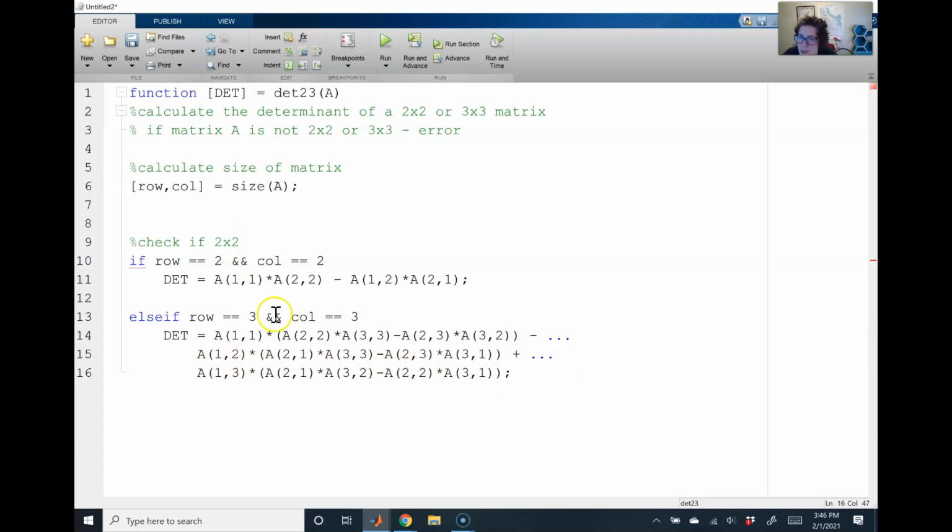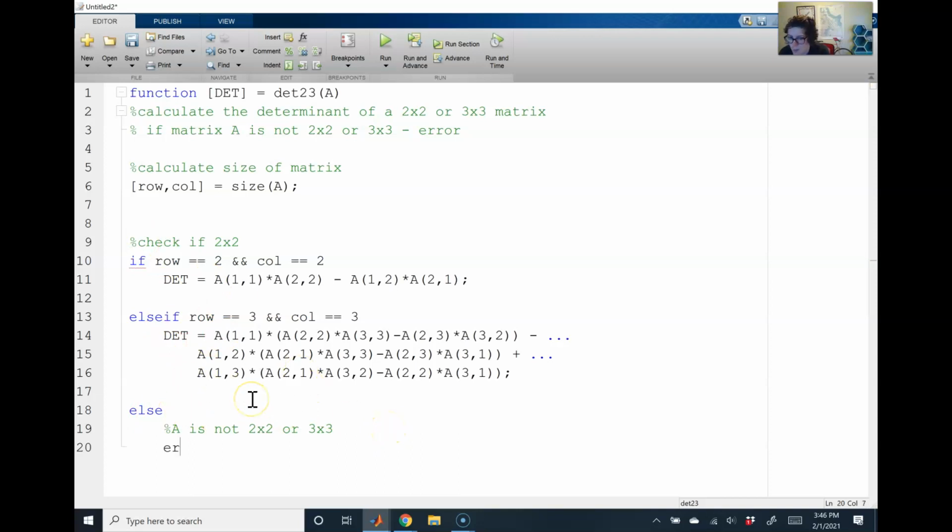Just checking it. So 2,2 times 3,3 minus 2,3 times 3,2. Yeah, it's looking pretty good. You can always go back and edit it. So else, this is where our matrix A is not 2 by 2 or 3 by 3. So both of these are false. And we end up with else.